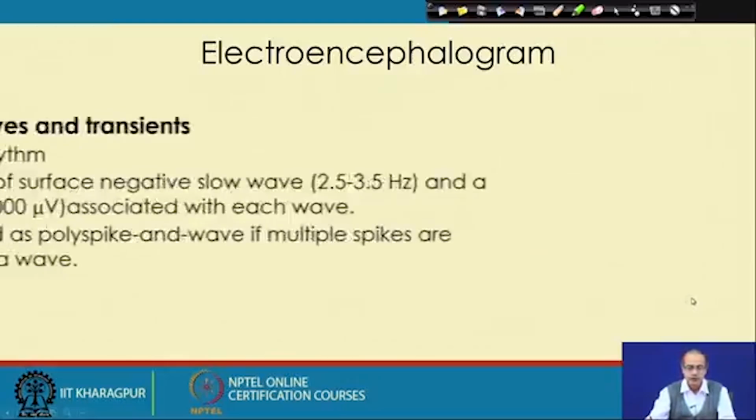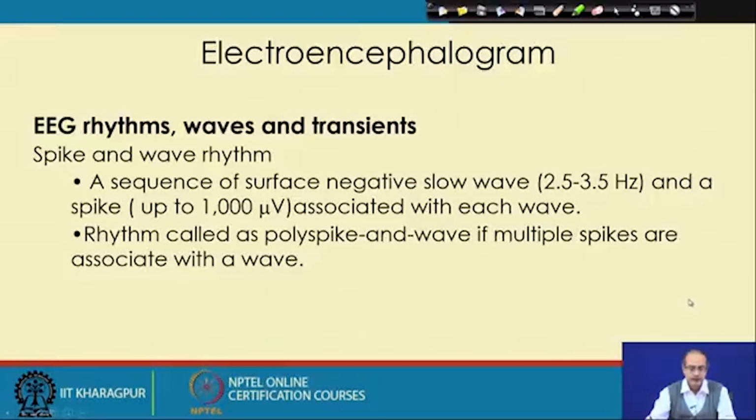Next, we get the spike and wave rhythm, a sequence of surface negative waves in the range of 2.5 to 3.5 hertz. However, the amplitude could be much bigger, up to 1000 microvolt. 1000 microvolt means about a millivolt. That spike is associated with each wave. So, one spike would be there, one slow wave will be there.